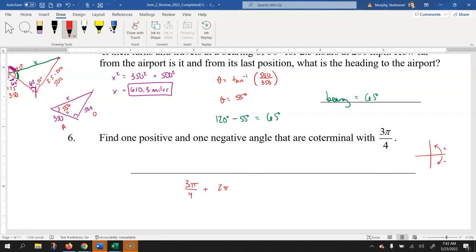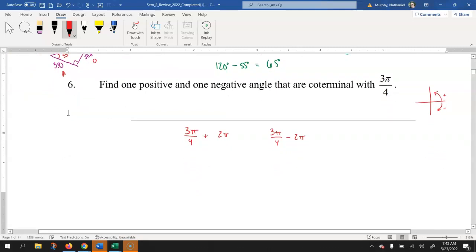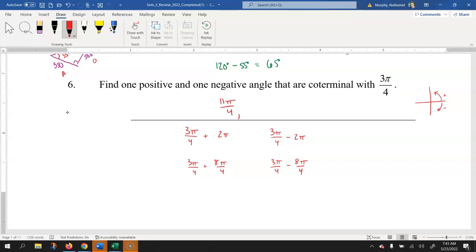So if I want to find another value that would end up at 3 pi over 4, I could take 3 pi over 4 minus 2 pi. Now to find those values, we're going to have to combine fractions, and so I want to change that 2 pi to the same as 8 pi over 4 for both of those. When I simplify this first one, I get 11 pi over 4. And when I simplify the second one, 3 pi minus 8 pi, that would be negative 5 pi, so this would be negative 5 pi over 4. So those would be one positive and one negative angle that are coterminal with 3 pi over 4.